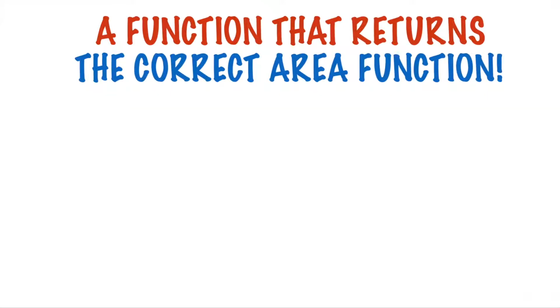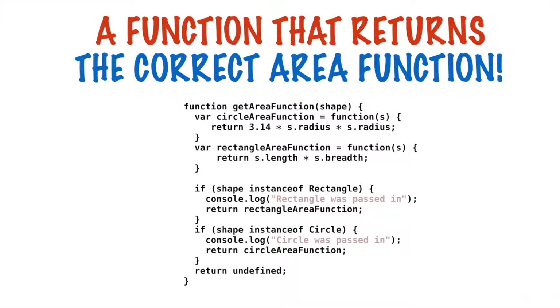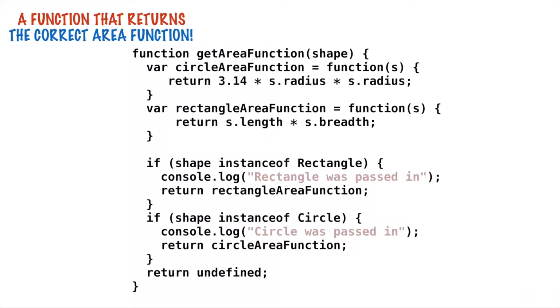Take a look at the code on the screen. This is a function which takes in an object. The function is called getArea function. It takes in an object, and the variable name for it is shape. It checks whether it's a circle or a rectangle and returns the correct area function on the basis of this check. If it's a circle, it will return the circle area function, and if it's a rectangle, it will return the rectangle area function. It has both the functions defined within it, and it will return one of these functions as its return value.